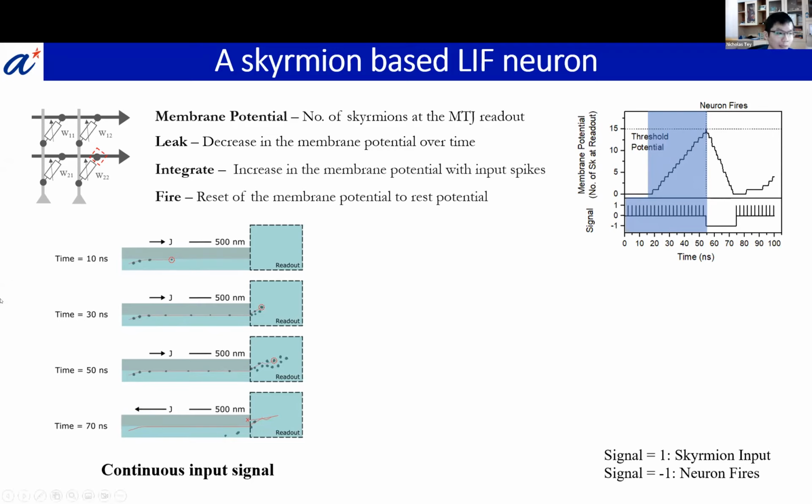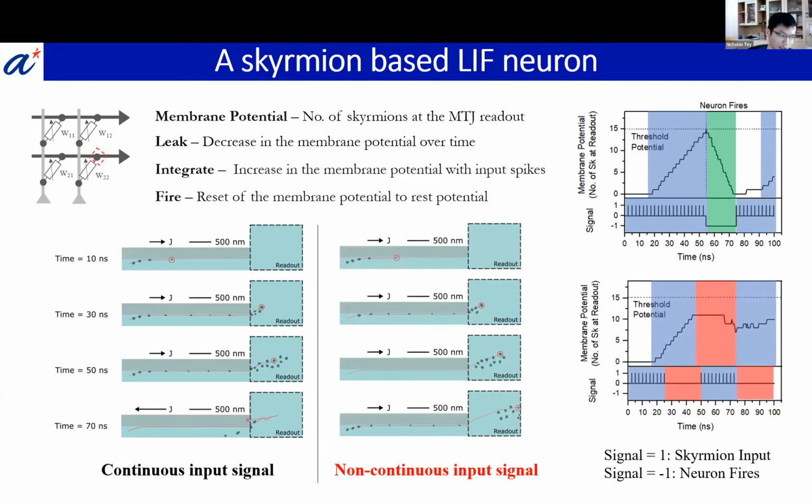Firing is simulated by passing a current in the opposite direction. And if we now look at the graph over here, we can see that after a certain delay, input spikes result in neuron integration as the membrane potential increases, while firing resets the membrane potential. The leaky behavior can be observed when the neuron receives insufficient input stimuli. Here we see that when there are no input spikes for some time, the membrane potential decreases.